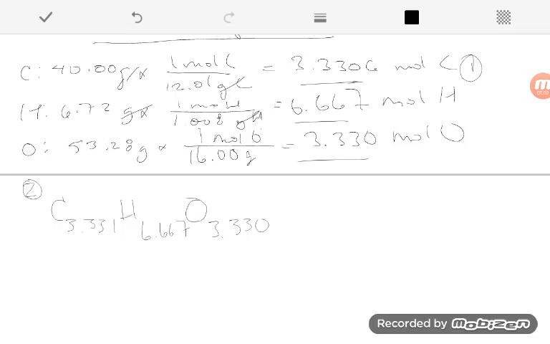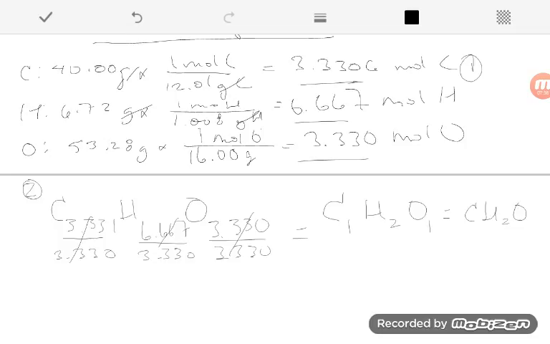Step 3, divide everything by the smallest number. So these are pretty much the same number, so it doesn't matter which one I pick, but I'll do 3.330. So I'm going to divide every one of these by 3.330. And that'll give me some new subscripts. So I'll still have CHO. So these divide and give me basically 1. Same thing with the oxygen. And 6.667 divided by 3.330 gives me 2. So I have C1H2O, or we can just write that CH2O. So this is my empirical formula.